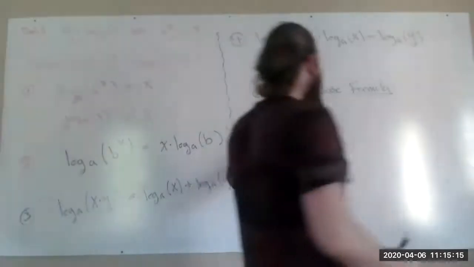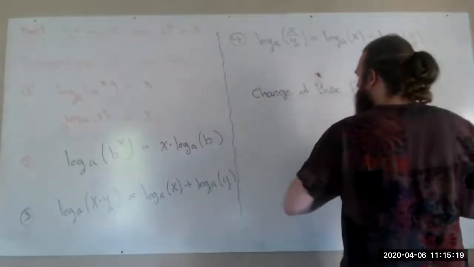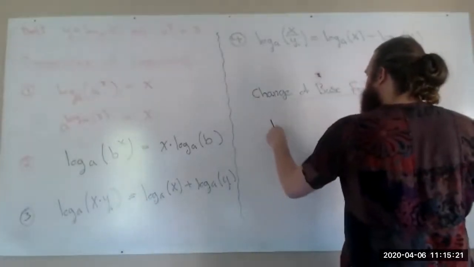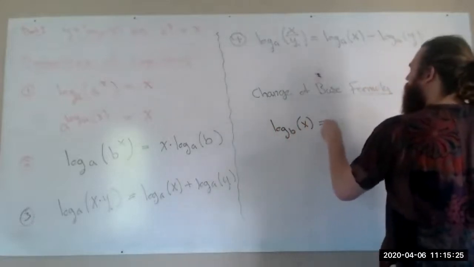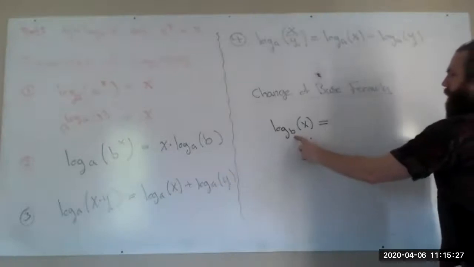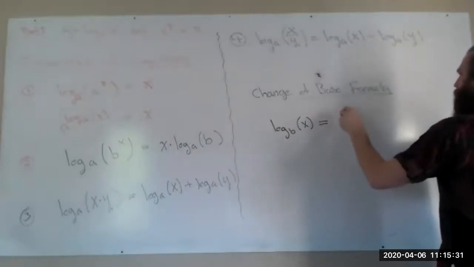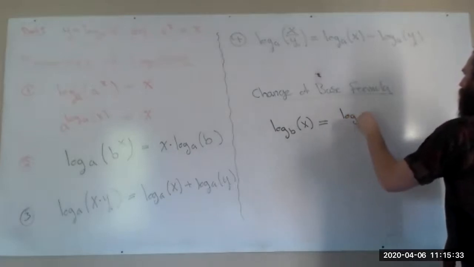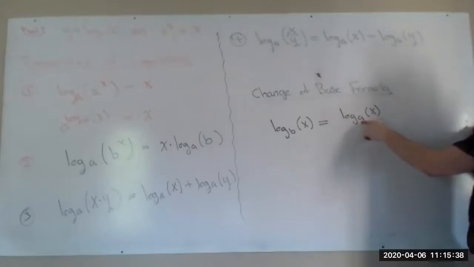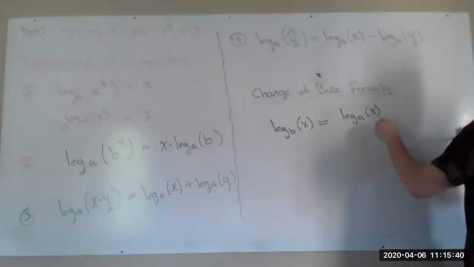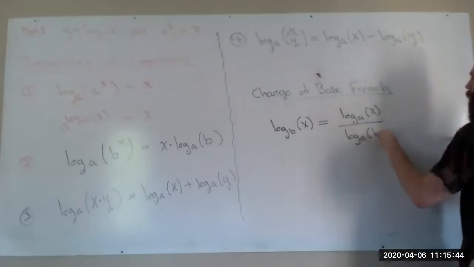Here's a rule that lets you take any base to any other base. If somebody hands you a base b logarithm, but you want a base a logarithm, the way you change the base b log of x into the base a log of something is this rule. You take the base a logarithm that you want of the inside, and then you divide it by the base a logarithm that you want of the old base.